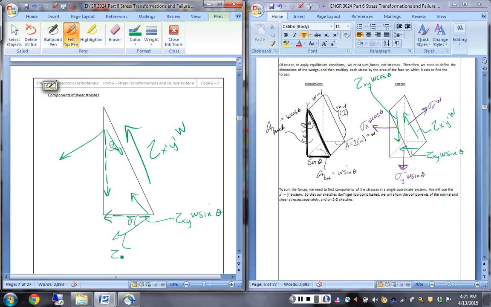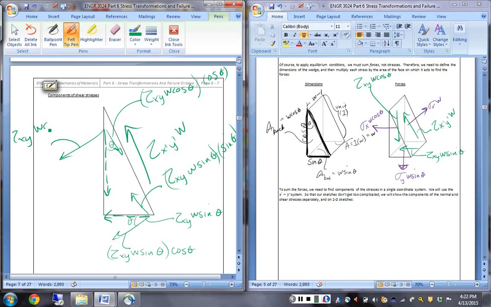So this guy, tau xy, w sine theta times cos theta, tau xy, w sine theta, sine theta, tau xy, w cos theta, and that one is adjacent, so cos theta, and tau xy, w cos theta, sine theta. And I'm going to leave these up if you're a little lost in the cosines and sines. It's posted, it's being recorded, but conceptually you see what's going on. We've made our components in our new x prime, y prime direction, and now, finally, we are ready to do our statics problem.